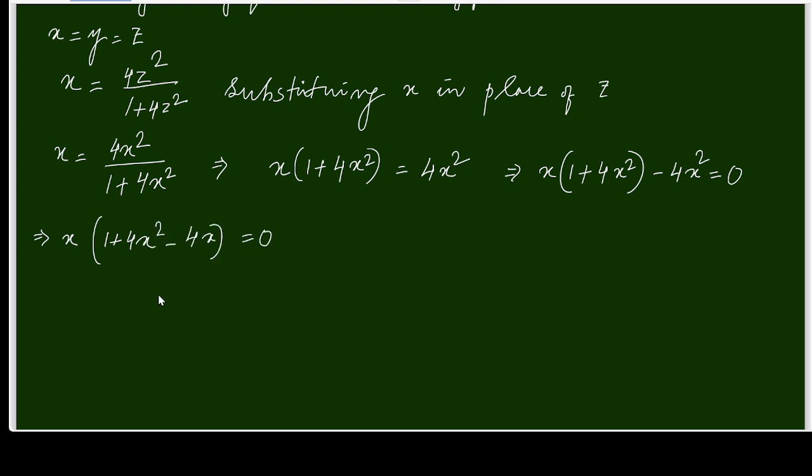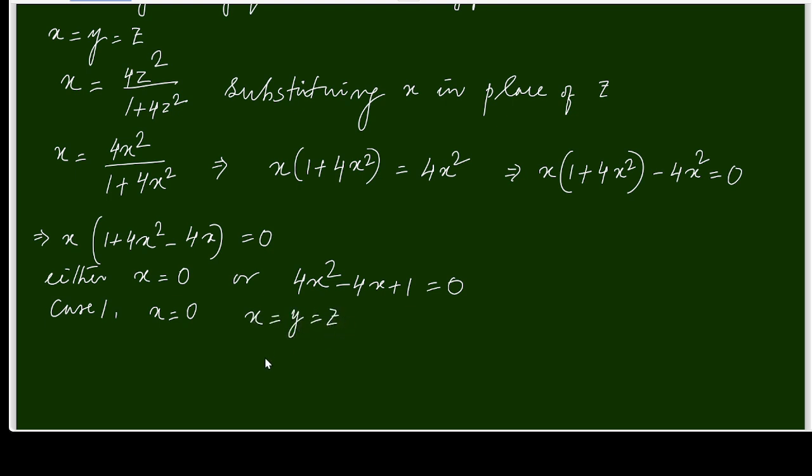So there are two possibilities: either x equals 0, or 4x square minus 4x plus 1 is 0. Case 1: x equals 0 means x equals y equals z. So one solution we are getting is 0, 0, 0.